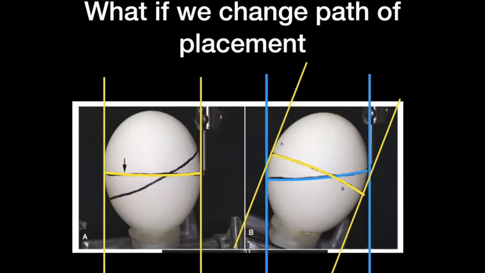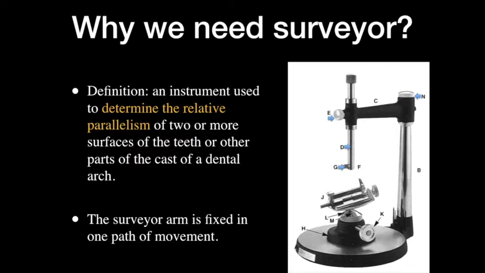So eventually you will have thousands of path of placements or thousands of height of contour, and then you have to record what you really want. That's why we need the surveyor. The surveyor is the tool that can make you determine where the desired height of contour is. Also, you can record it on the cast.